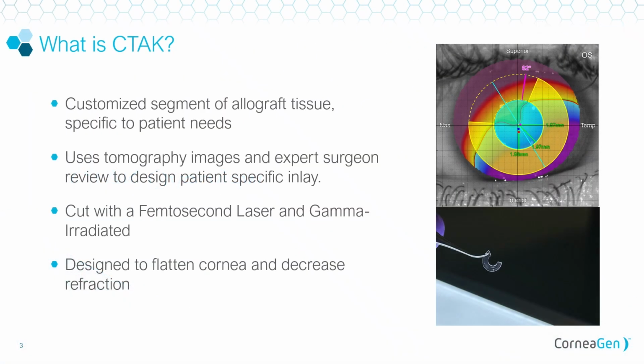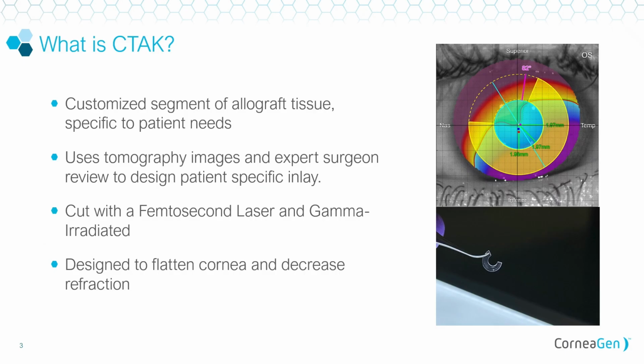So let's talk first about what is CTAK. The basic idea is that we're using allograft tissue to treat patients that have irregular astigmatism, to normalize their cornea for patients with keratoconus and other forms of ectasia. Importantly, it's customized tissue. So we're able to customize thickness, arc length, optical zone, and so on and so forth. And we're able to apply customization by using preoperative tomography from a Pentacam or Galilei. It gets run through CorneaGen's nomogram through Peter Hirsch and Steve Greenstein, and then cut to specification.